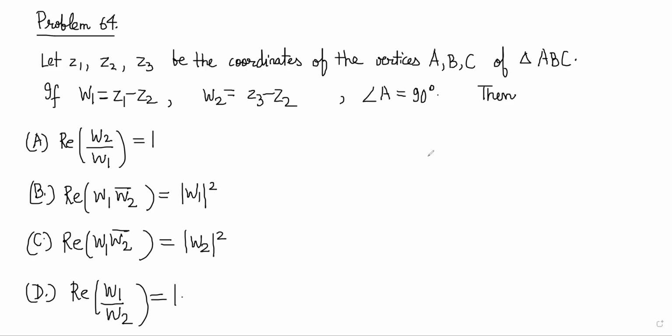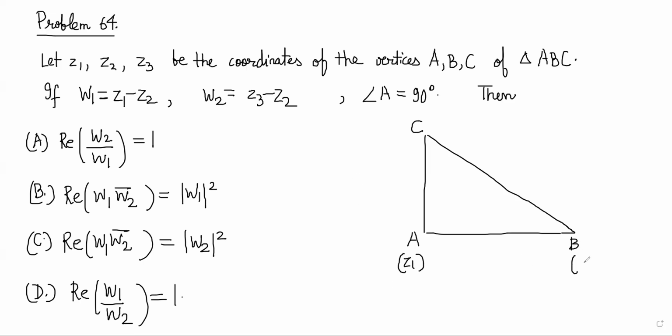Okay, so in order to do this problem, first you should draw a diagram. So let's say we have a diagram like this. It's a right angle triangle with angle 90 degrees at A. So let's label it like this, ABC. And this is my Z1, this is my Z2, and this is my Z3, right? This angle is 90 degrees.